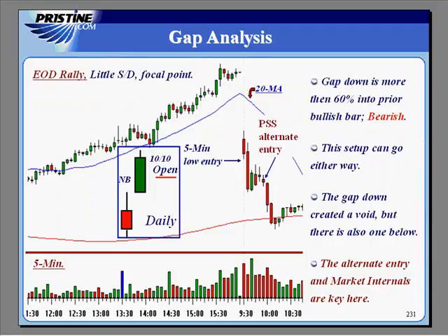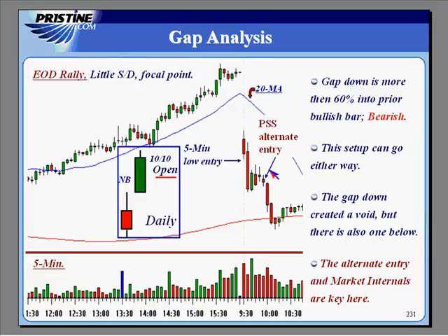Now, on this slide, we're looking at an alternate entry because the gap down here, while it was significant, you're getting that shock, it was rallying into the close. So there's a void up above here. And so the first 5-minute low would be a more aggressive entry, because you've got that void above. You might get wiggled out of this where it moves back up again. So an alternate entry in this type of situation is going to be more conservative.